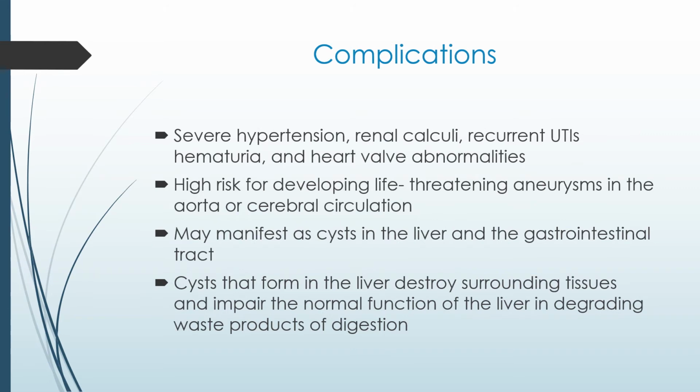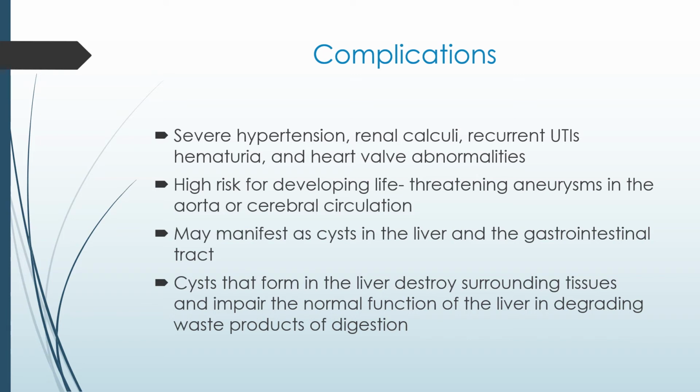So complications. Complications are severe hypertension, renal calculi, recurrent UTIs, hematuria, and then heart valve abnormalities because of the effect on the cardiac system. High risk for developing life-threatening aneurysms in the aorta or cerebral circulation. They may manifest as cysts in the liver and then the GI tract, and then this resembles diverticulitis. Cysts that form in the liver destroy surrounding tissues and then will impair the normal function of the liver in degrading waste products of digestion.